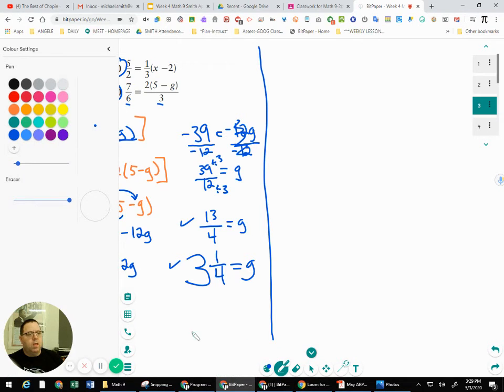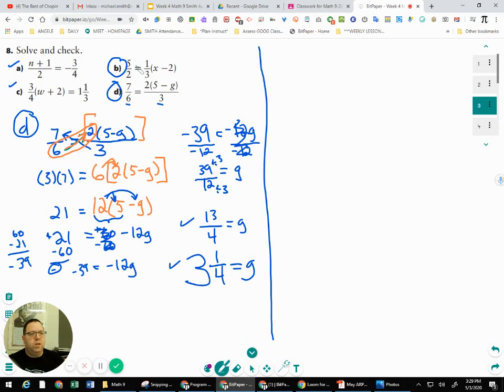Okay? Let's go to question B. All right? Now, B is very similar to D, to be honest with you. In other words, look at what is similar, okay? This had a fraction on the left, and this starts with a fraction on the left as well. Even though it looks different, they both have fractions on the right. So let me show you what that means, okay? Let me show you a different way.